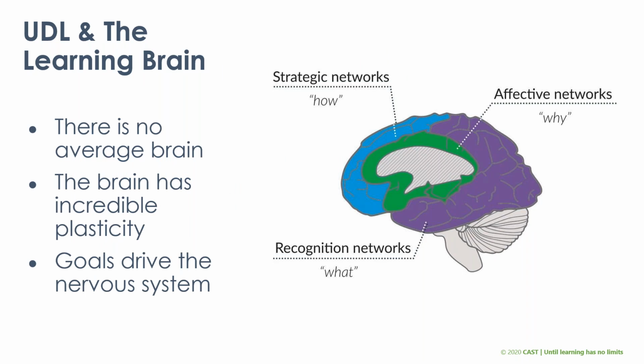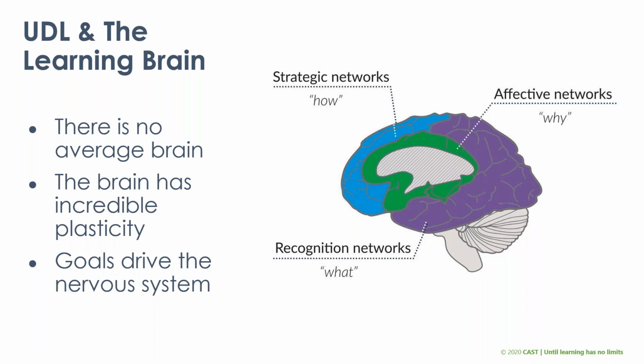Just a little overview here. There is no average brain. Check, we've got that, right? There is no average brain. The brain has incredible plasticity and can be changed and manipulated and taught, i.e., we can learn. And goals drive the nervous system. So we have strategic networks, the how, affective networks, the why, and recognition networks, the what. If we want to dive a little deeper into these, we will over the next 3 webinars following this one. But today, we're just going to go over the top with the how, the why, and the what, and really look at how we learn.